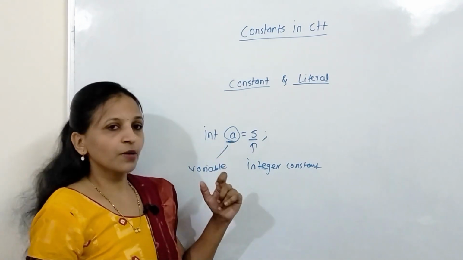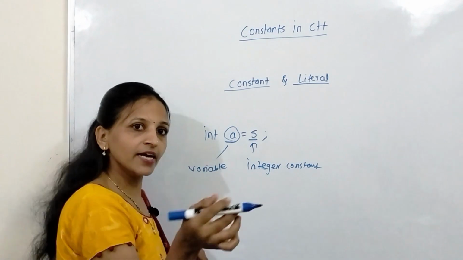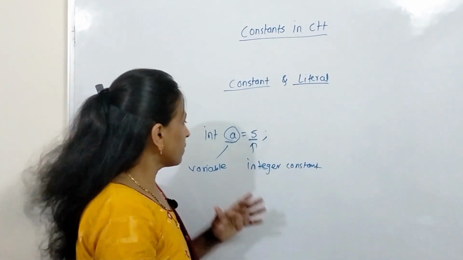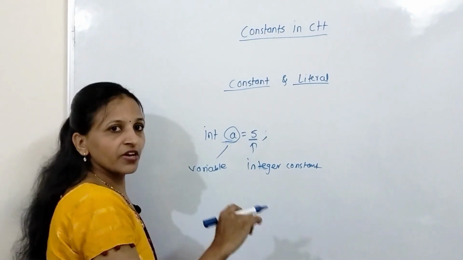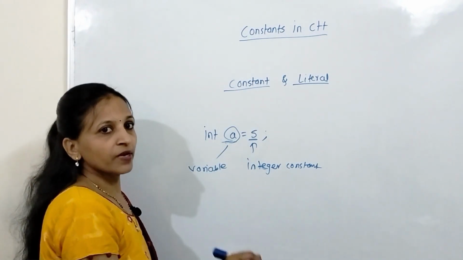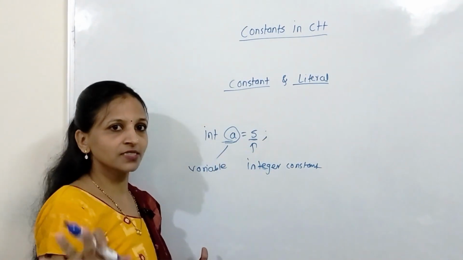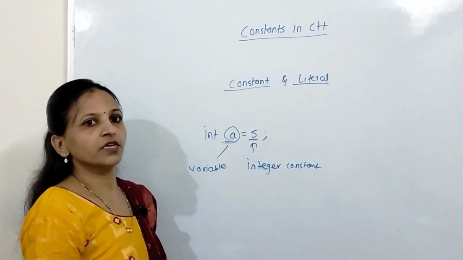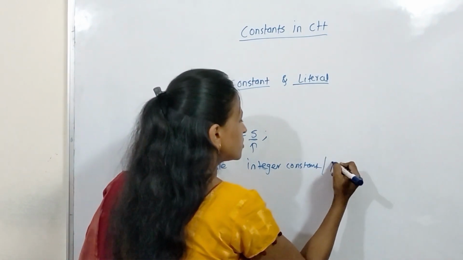And for this type of variable, if we are not modifying the value of a, then that will be the constant. Okay, but here it is a variable. We can change the value of a during execution of a program. Now this is a variable, but this 5 is an integer constant, though here we will use the word literal for that. You can say integer literal.